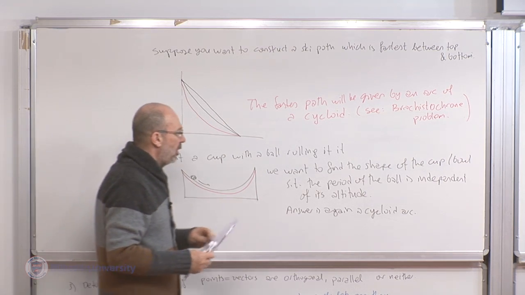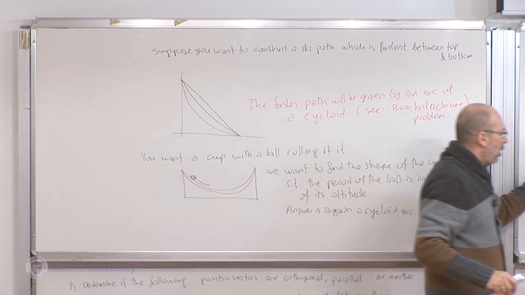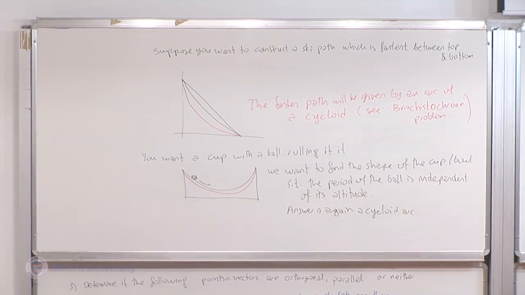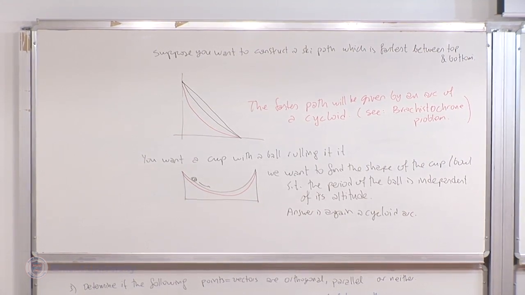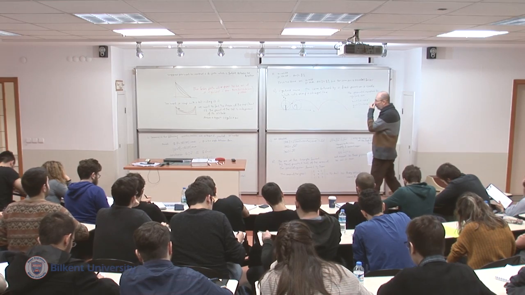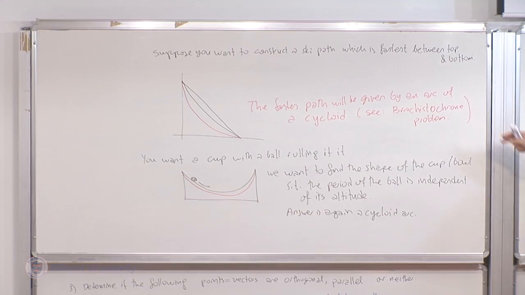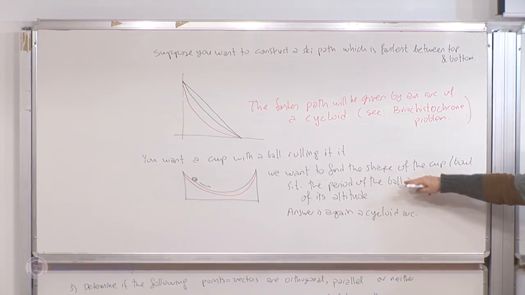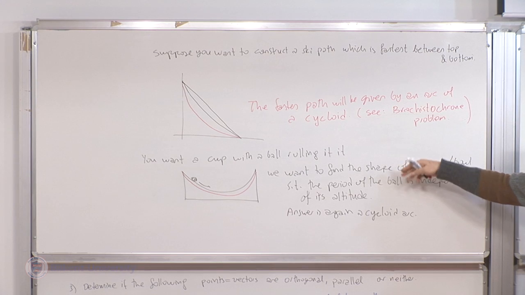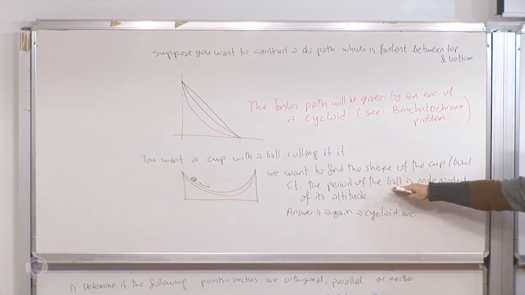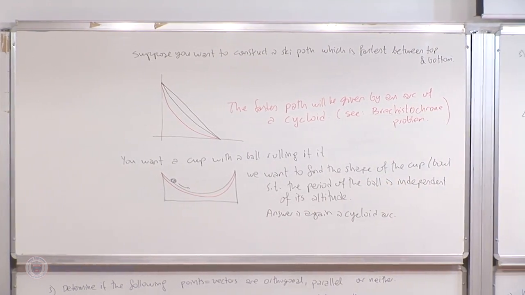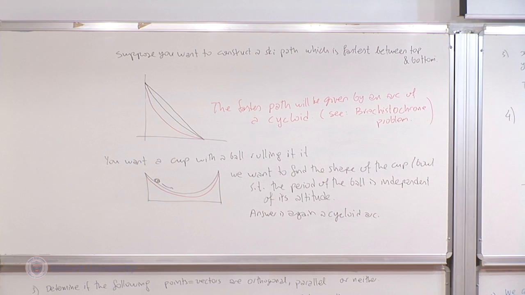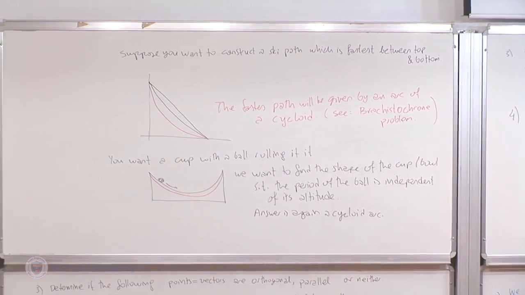Historically this was studied first. I think Pascal studied this in detail and did all the calculations about this, and later on Bernoulli solved this problem. And then later it was found that the solution to this problem is again the cycloid. So that's why we always keep giving the cycloid as an example.